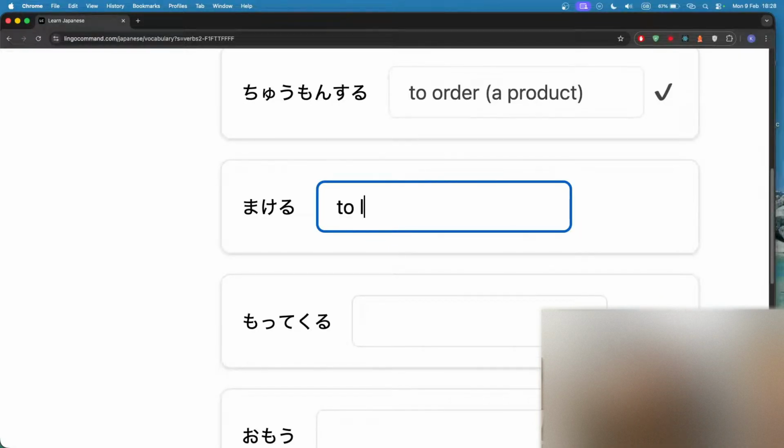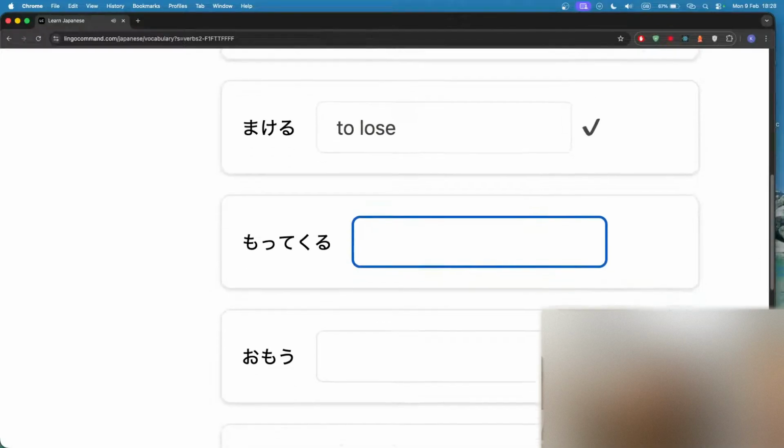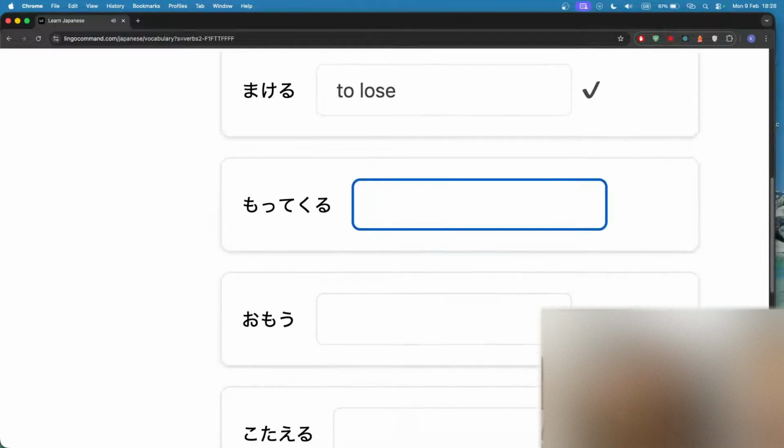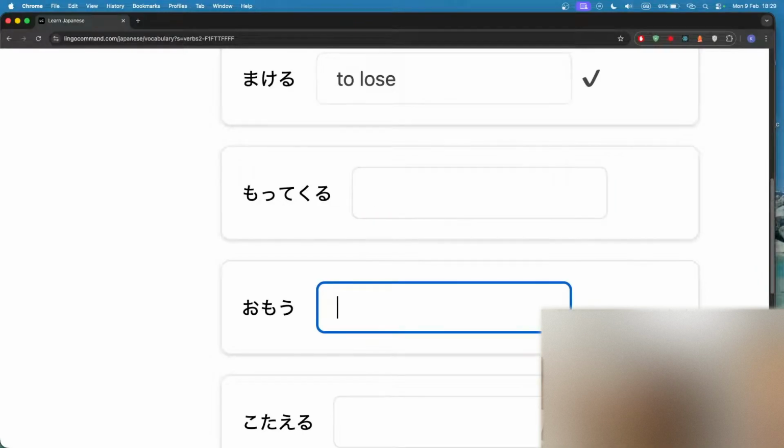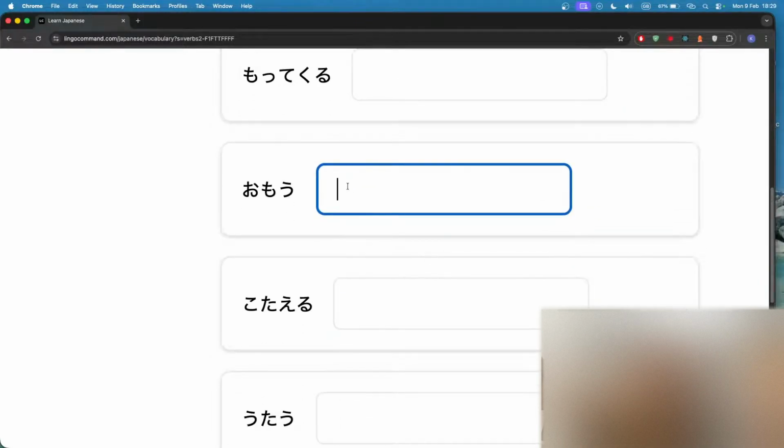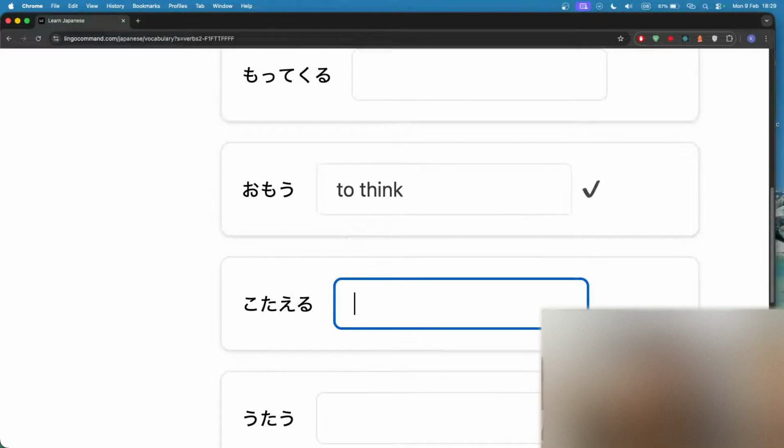Makeru is to lose. And that's not like to lose an item, but as opposed to winning. So like I lost the race. The next one here. So we have sokon acting as a pause. So this is mottekuru. What could that mean? Mottekuru. We'll come back to that one. Hopefully it'll come back to me. Omou is to think.